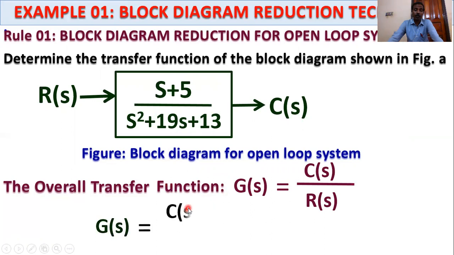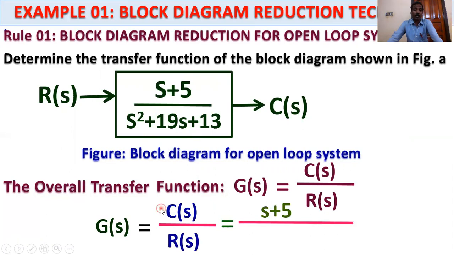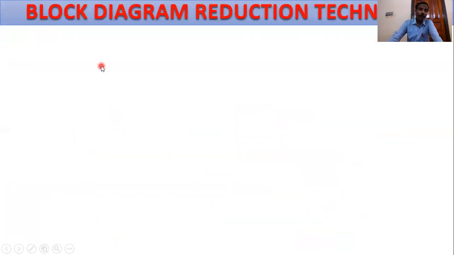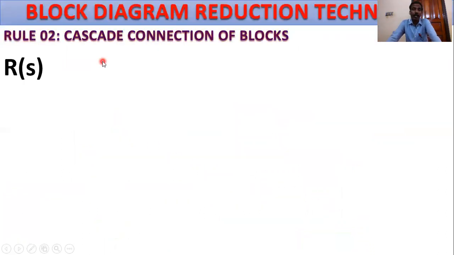G of S equals C of S by R of S equals (S plus 5) by (S square plus 19S plus 13). So this is the block diagram reduction for open loop systems. For these systems, C(S) by R(S) equals (S plus 5) by (S square plus 19S plus 13). Then block diagram reduction technique.